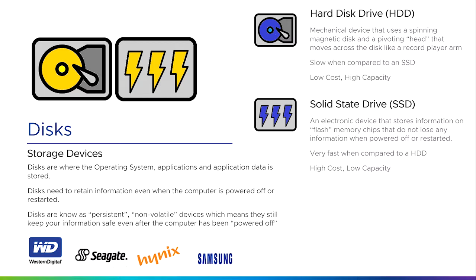And these work by storing information on memory chips that don't lose information when the device is powered off or restarted. So hard disk drives and solid state drives do the same job, but hard disk drives tend to be low cost and high capacity. Solid state disk drives tend to be high cost and low capacity. And in some systems you'll see a mixture of both types of drive, something we will call a hybrid system.